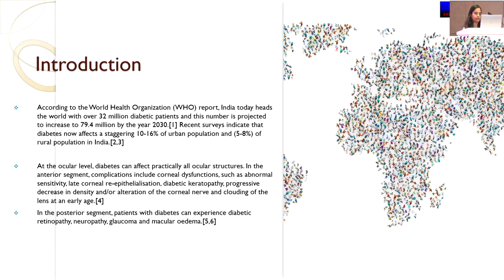In the anterior segment, complications include corneal dysfunction, abnormal corneal sensitivity, diabetic keratopathy, progressive decrease in density, alteration of the corneal nerve, and clouding of the lens at an early age. In the posterior segment, patients with diabetes can experience diabetic retinopathy, neuropathy, glaucoma, and macular edema.